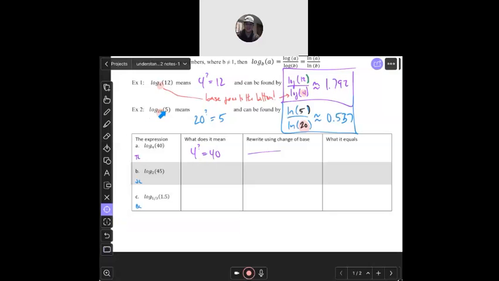Log base 20 of 5 was the natural log of 5 divided by the natural log of 20. Log of 40 divided by log of 4, okay. And what's that equal to?